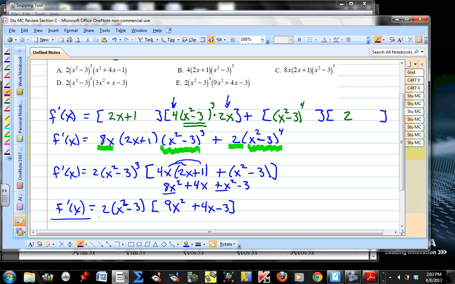And this is our final answer. This does match one of the options listed. Let's see, which one does that match? Looks like option letter E.